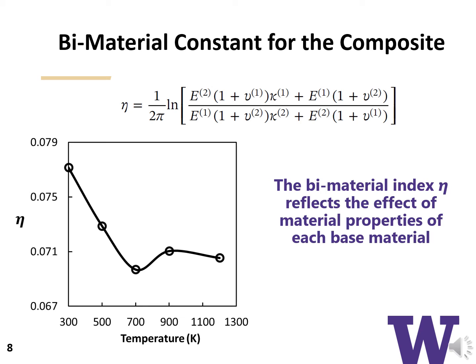As the ambient temperature increases, bimaterial constant decreases generally. However, a local increase is seen between 700 Kelvin and 900 Kelvin. Such a local increase is rooted in the variation of Poisson ratio and elastic modulus of SiC that we discussed in the previous slide, at these similar temperature ranges of 700 to 900 Kelvin, due to reactive effects that were captured using ReaxFF.